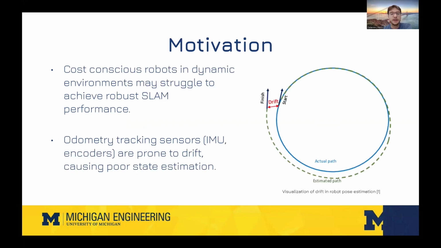So getting into motivation, one thing we see with cost-conscious robots is that in a dynamic environment, they may struggle to achieve robust SLAM performance due to limited computational resources and a lot of sensors for robust SLAM being expensive. And by using these cheaper sensors, such as IMU and encoders, these robots are very prone to state estimation drift or odometry drift, as seen in the image on the right, where we actually drive the blue path. The robot estimates that it has driven the dotted green path, leading to drift from the start to finish locations.